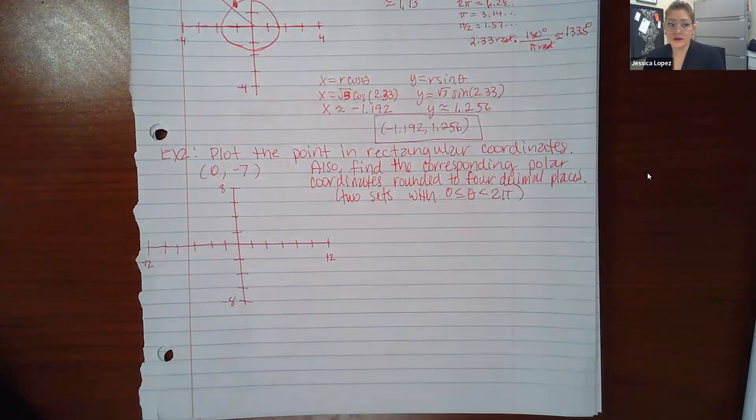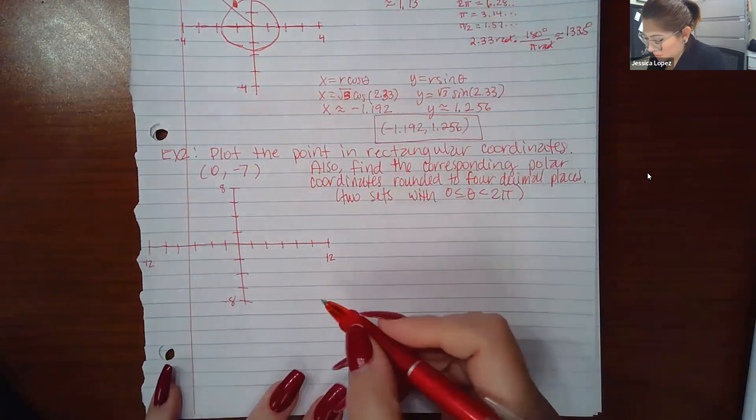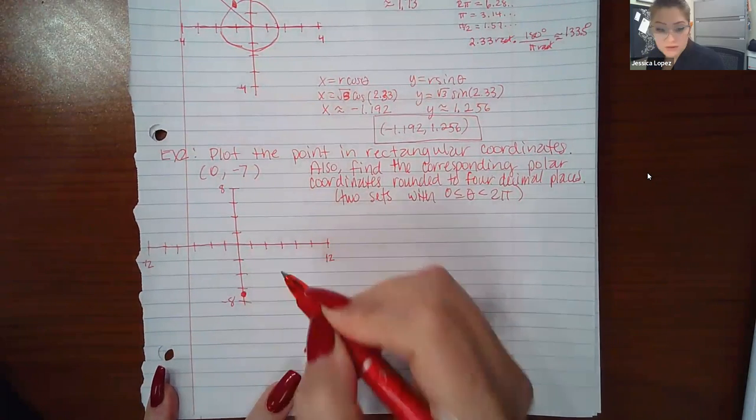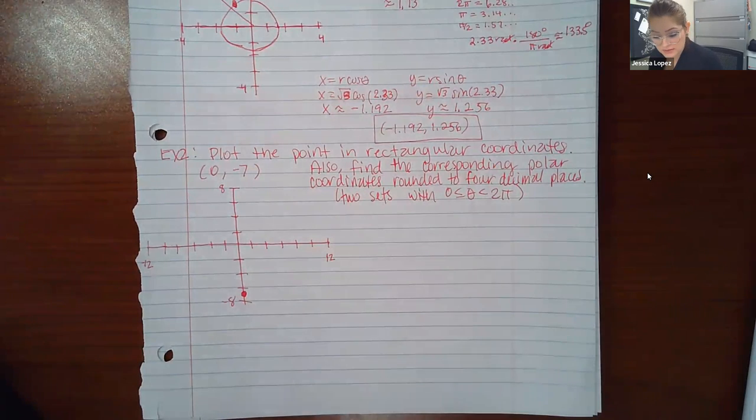Now there are up to 4 different polar coordinates for the same spot, okay? It's just a matter of using a different angle, like a positive angle versus a negative angle, or using positive radius versus negative radius, okay? So we do need 2 sets. There are 4 that exist, but we need only 2 of them. So let's go ahead and plot it first. 0 for x and negative 7 for y would be right here on the y-axis, the negative y-axis.